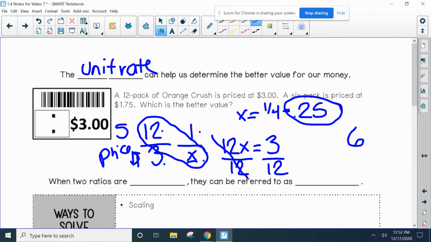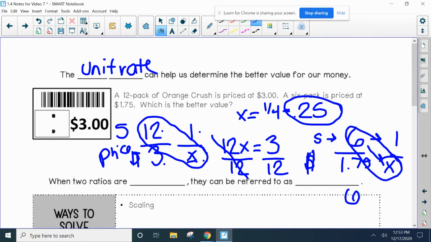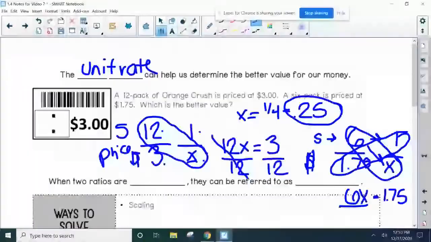So we're going to go ahead and do the same thing. It tells us a 6-pack, so 6 sodas, is $1.75. So how much is one soda? So 6 sodas to 1 soda. How much is the cost of one? So again, we're going to cross multiply. So 6 times x, 6x, 1 times 175 is 175. We're going to go ahead and divide both sides by 6 to get x by itself.